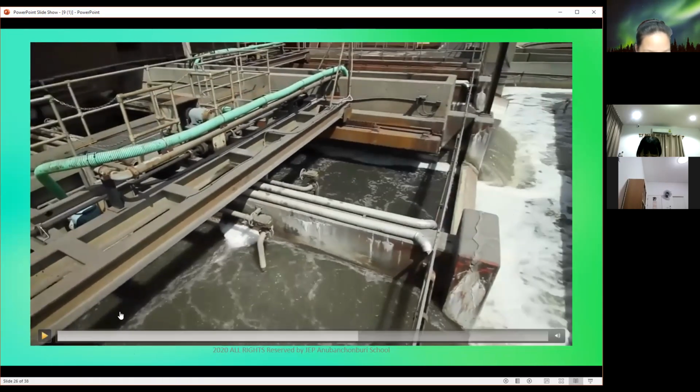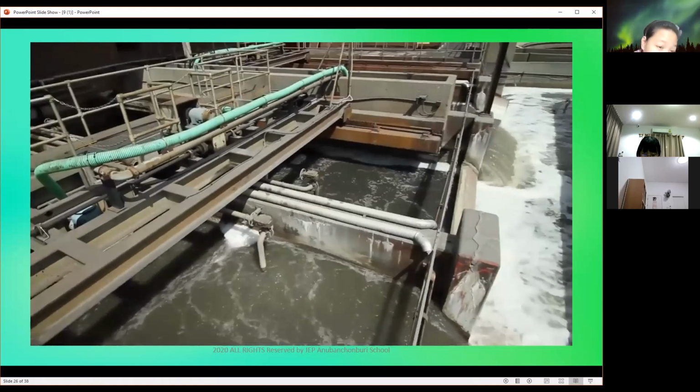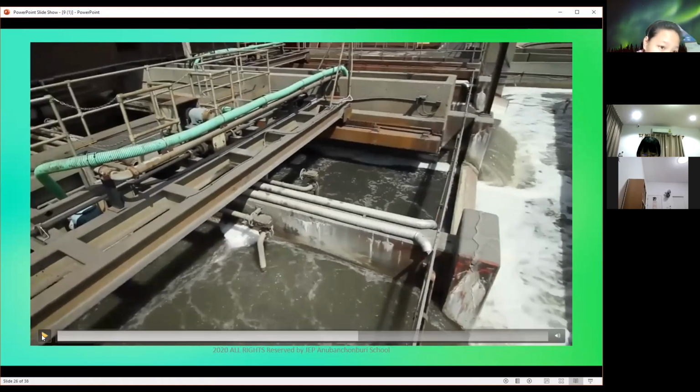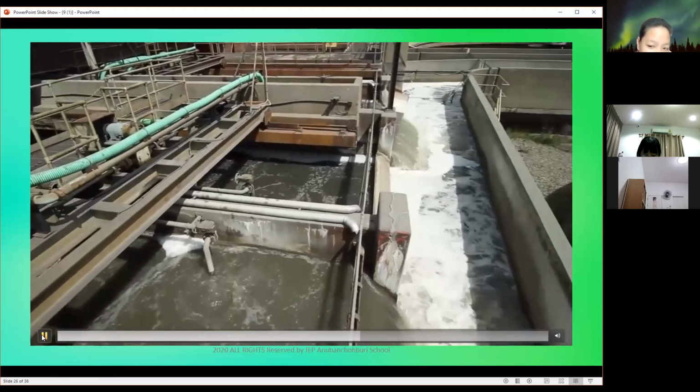Look at this water. It's very, very dirty, right? I can even smell this one. It smells very bad. It's so dirty. Getting the wastewater to flow in a spiral pattern.